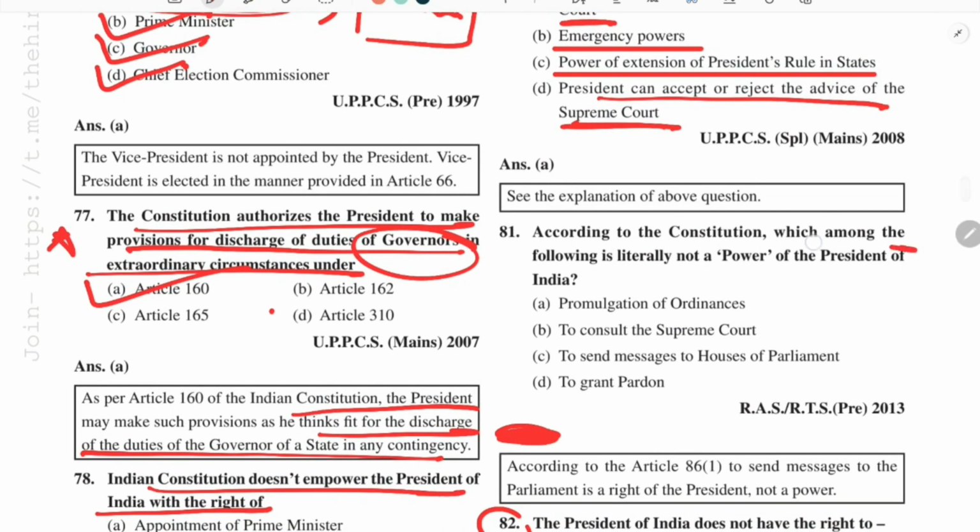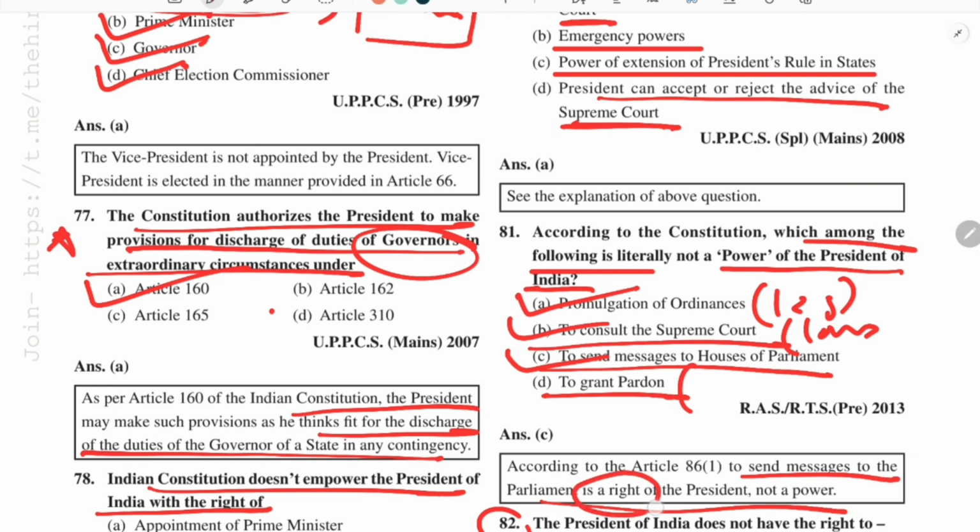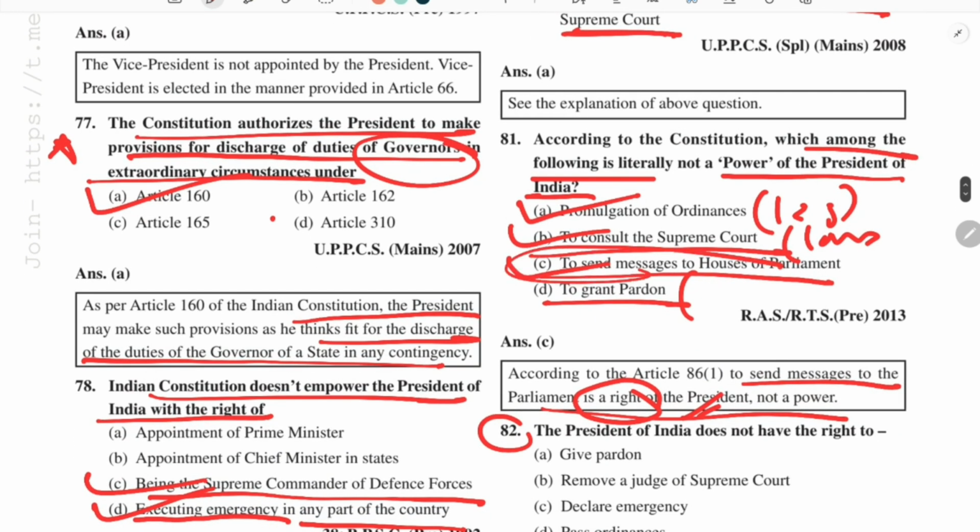According to the Constitution, which among the following is literally not a power of the President of India? Promulgation of ordinance is a power under Article 123. To consult the Supreme Court under Article 143, that is the power of the President. To send message, that is not a power. To grant pardon, that is a power of the President. So here you can interpret this statement. I also had a confusion regarding this, but here the answer is C, because it says that it is not a power. In the article it must be written that it is a right of the president, not a power. So here the answer is C.